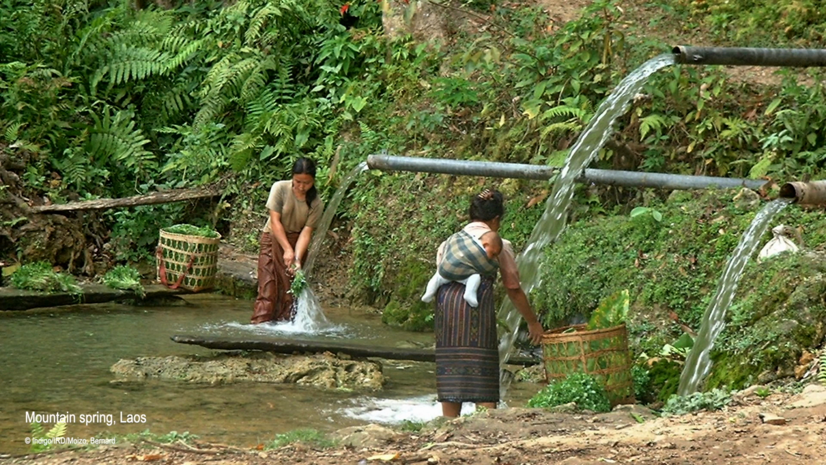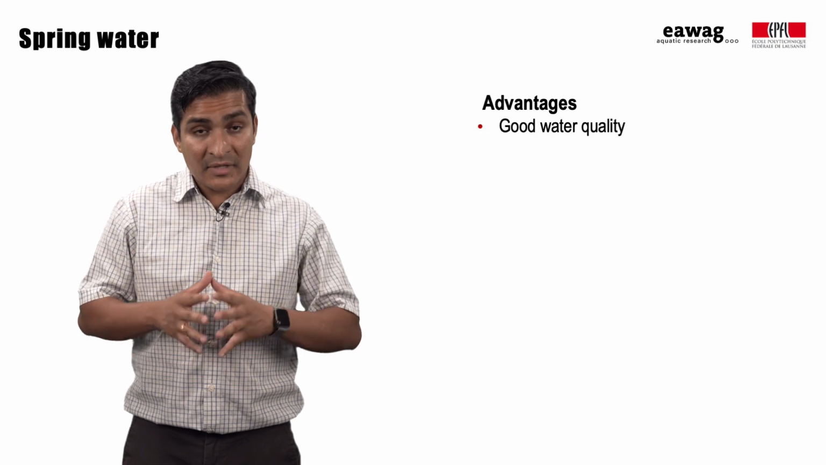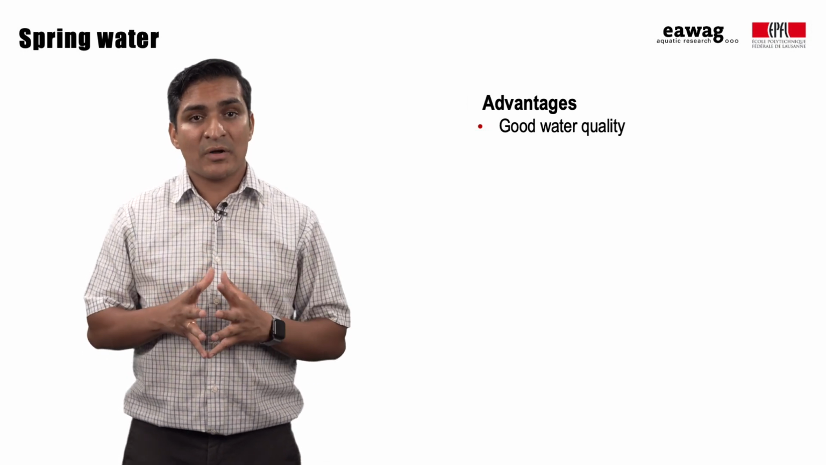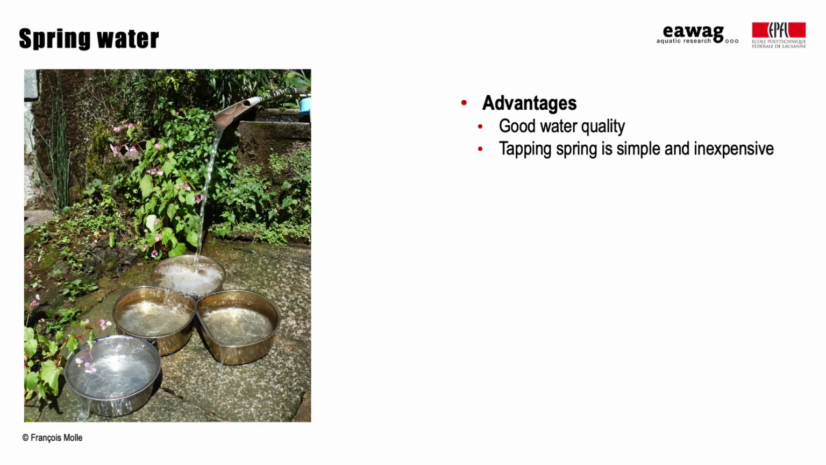Depending on the local geological conditions, location, catchment activities, and existing catchment protection measures, spring water is generally of good quality. Compared to other drinking water resources, tapping springs may be relatively inexpensive in terms of construction and maintenance cost, particularly if the spring is located close to consumers.